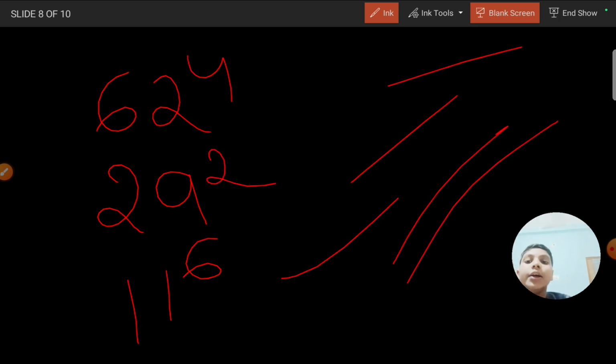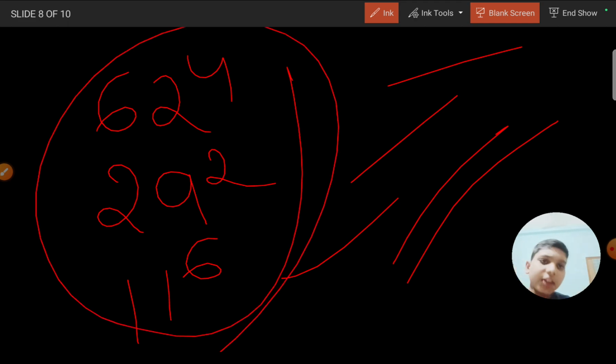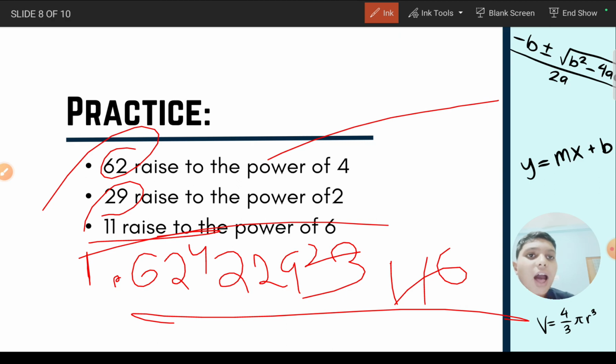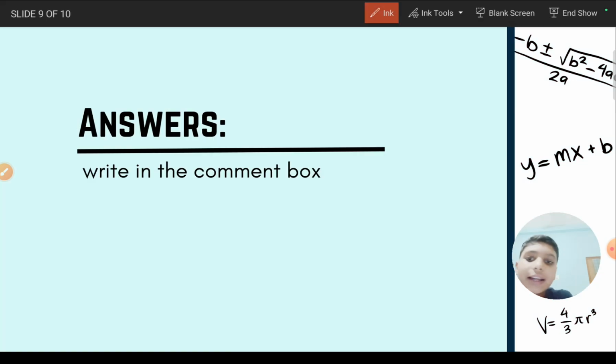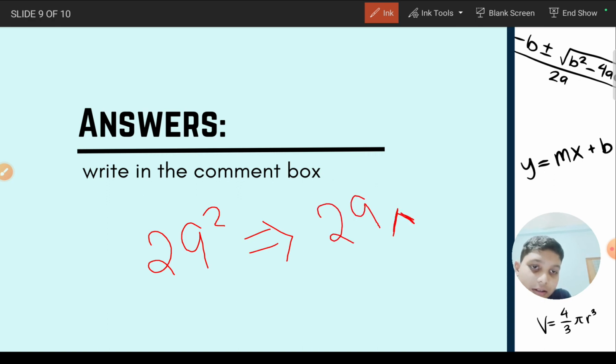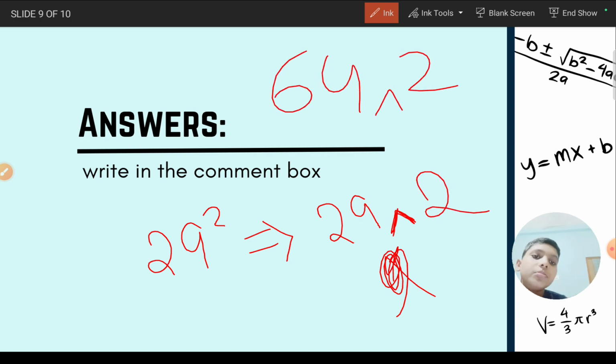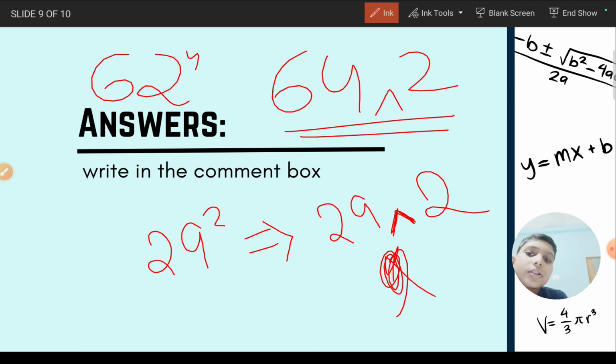Now we are completed. Please write all of these in the comment box, telling how we can write it. See, how will you write the answer? I'm telling you. To write the answer on the keyboard, for example, if you need to write 29 upon 2, there is one raised-to symbol on your keyboard. So 29 raised to the power of 2, you can write like this. For example, 64 raised to the power of 2, you can write like this.